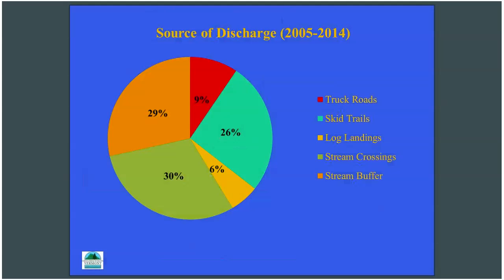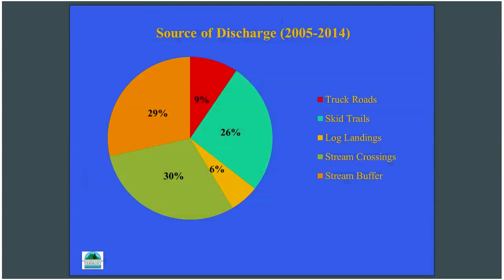As you can see from this pie chart, stream crossings are an area of concern. We have 30% in this green area, lower left part of the pie chart, is the stream crossings. These are an area of concern and actually deserve more attention.